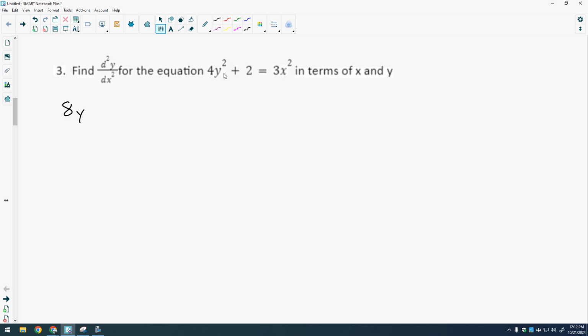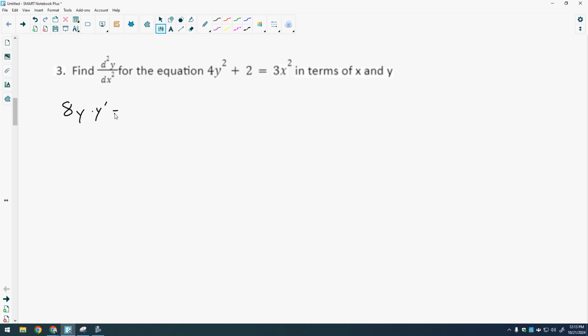That's my outside function. There's a y now on the inside, so I multiply that by y prime, and that's the derivative of this here. 2 times 4 is 8. Decrease the 2 to a 1, and I get 8y, times the derivative of the inside function, which is y, which gives me y prime, or dy/dx.